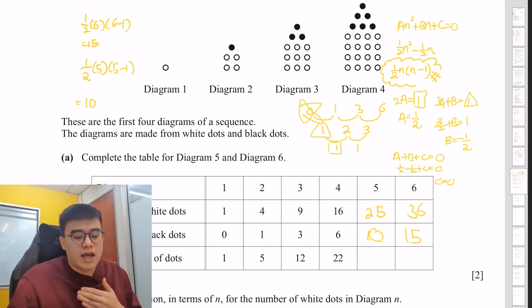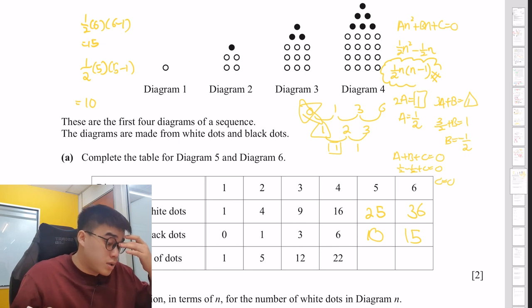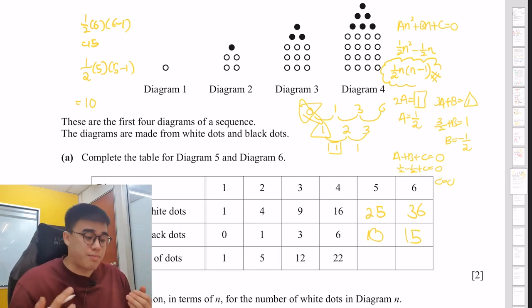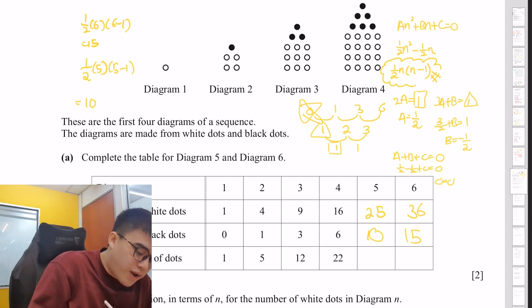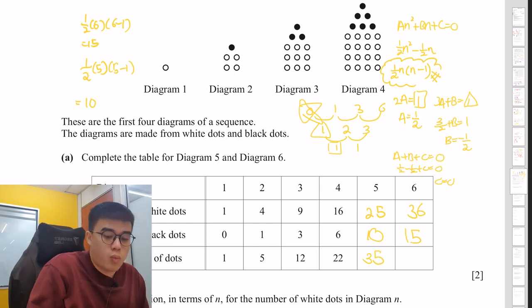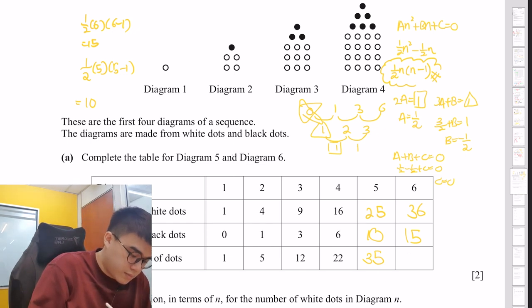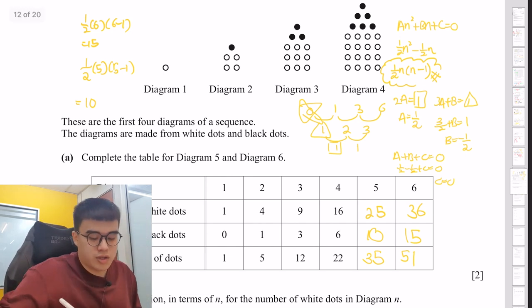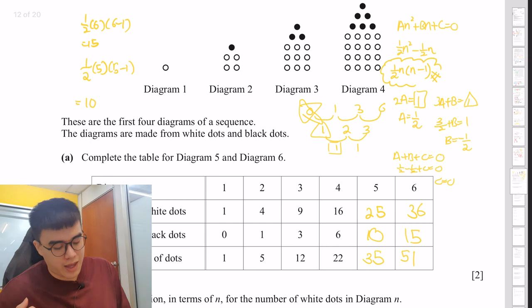So when I analyze the relationship between the question, so total numbers of dots is actually white plus black. So 25 plus 10, you will get 35. 36 plus 15, you will get 51. So this is the answer that you should be getting for part A.